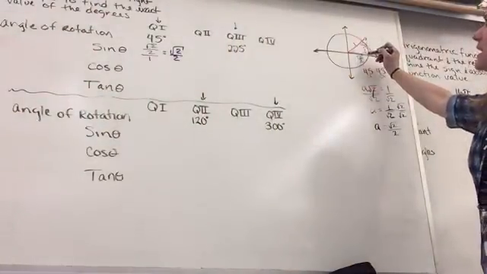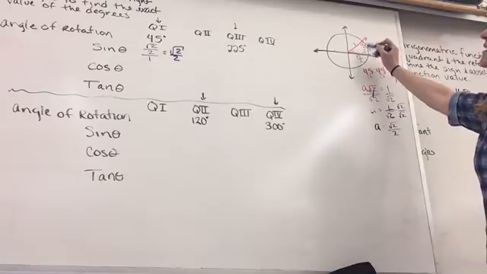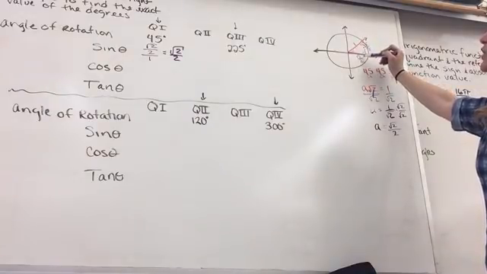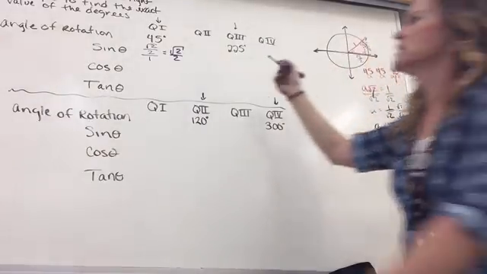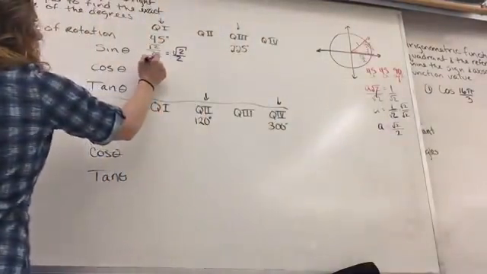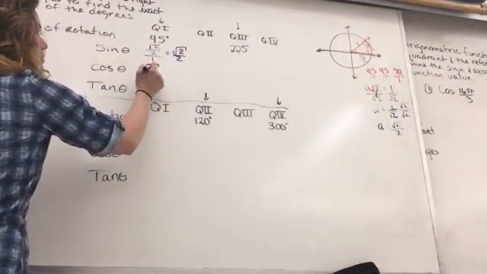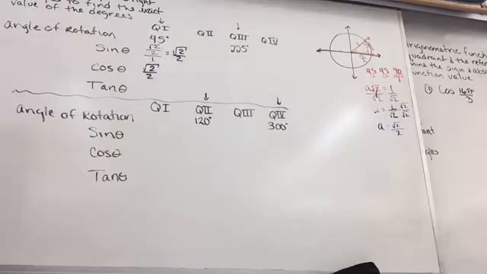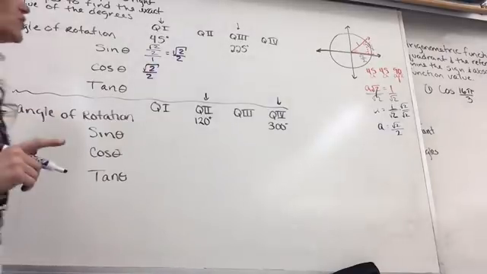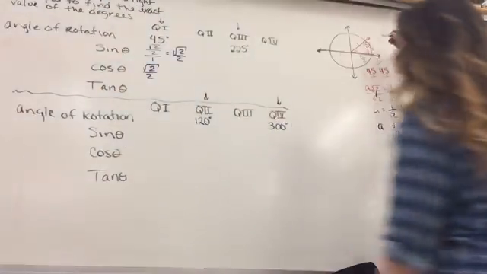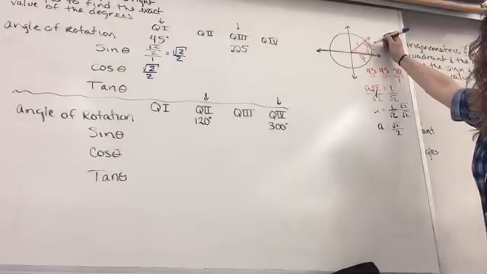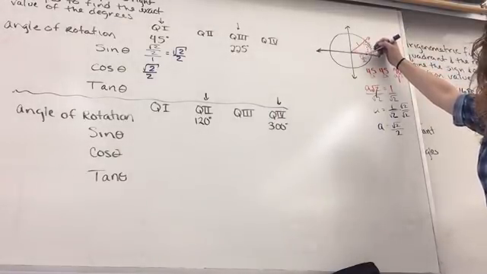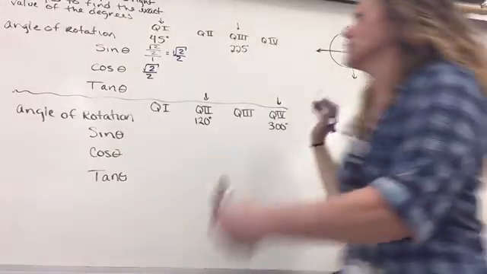Same idea. Cosine is the adjacent leg divided by the hypotenuse. That's the square root of 2 over 2 divided by 1 again. So this is just the square root of 2 over 2. Tangent. Tangent's a little different because it takes the leg opposite, which is square root of 2 over 2, and divides it by the adjacent, which is square root of 2 over 2.